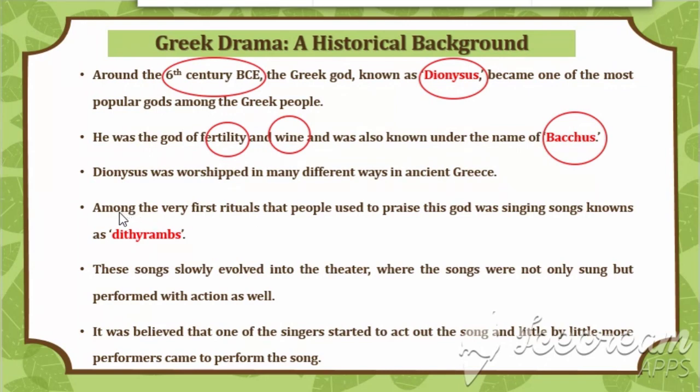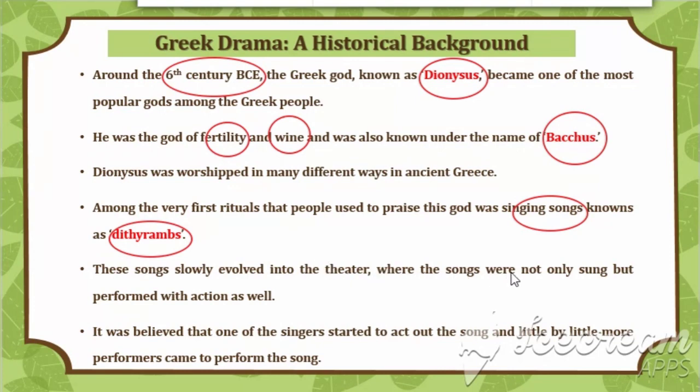So, one of the first known rituals that people used to praise this god was singing songs. People used to worship him by singing songs, and this is called dithyrambs, right here. So, this was the earliest form of drama. Only singing songs, which are called dithyrambs. It all started from these songs, and these songs slowly evolved into the theater, or the building.